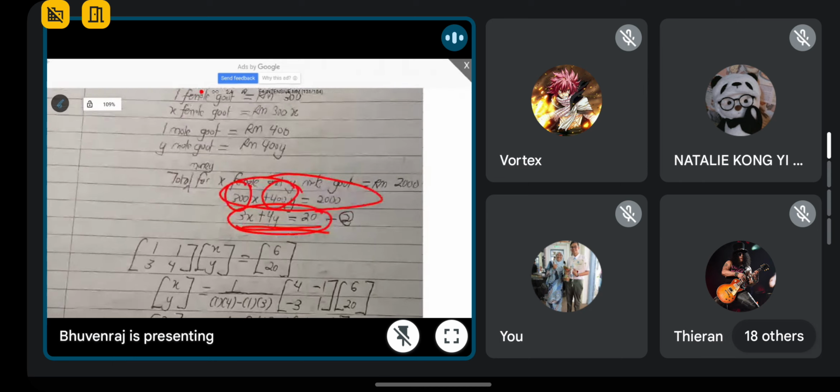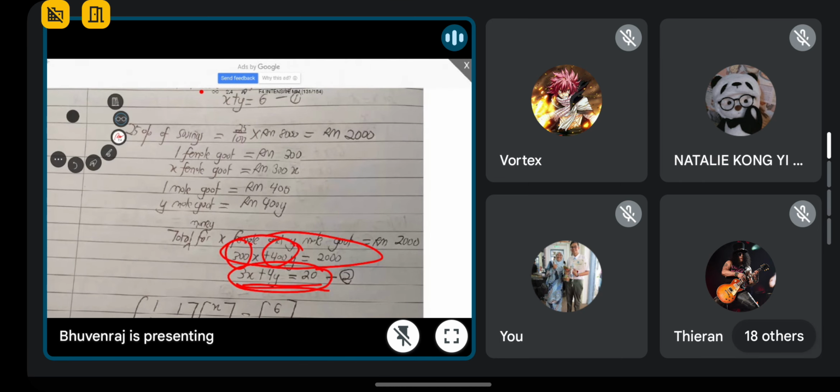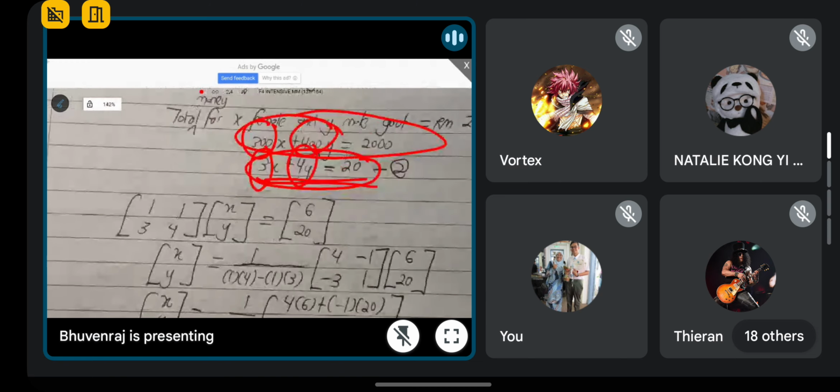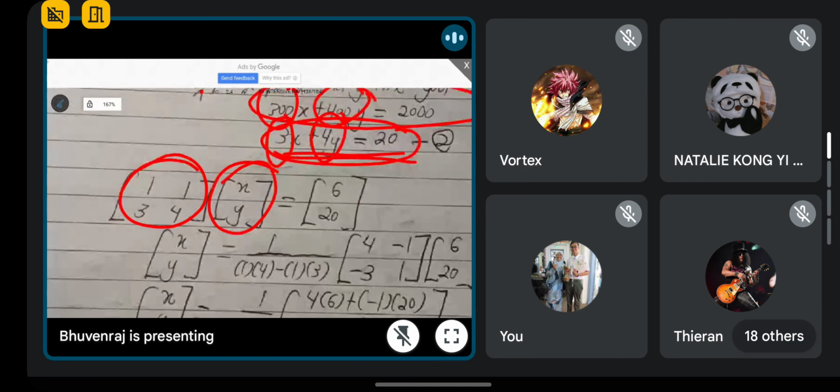Okay, so this is how I substitute. You can see over here, 1 and 3, 1 and 4. Just compare the coefficients. Tengok perkali X dan Y saja. So this is why you get 1, 3, 1, 4 over here. And then you get x y because we are using x and y. And then equals to, kamu lihat balik persamaan, 6 kat atas, 20 kat bawah. So you will get 6, 20.